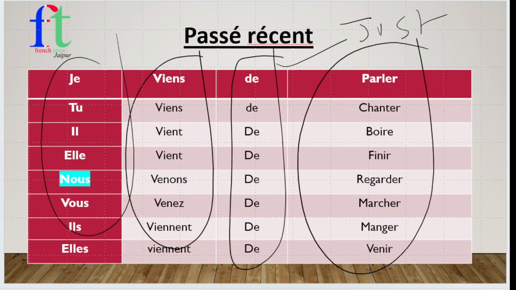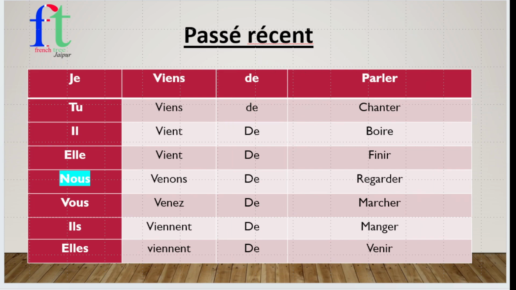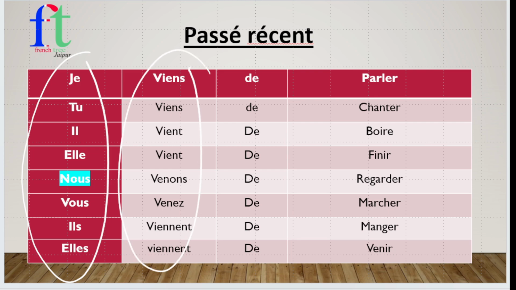What else? These are the subjects that we know. Subjects, then the venir verb in present tense. Then de. This is the most important part because that will define the meaning of just.